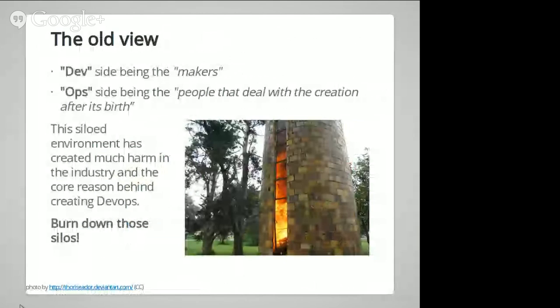So the old view before DevOps. It was viewed as the developers side are the makers. All they do is make the code. They don't really need to care about how things happen. They just make the software work. On the ops side, they're the people that deal with, hey, we got this code, now we need to make it go. And oh my God, why do they have this crazy install process that I don't know about? And so they try to deal with the part afterwards.